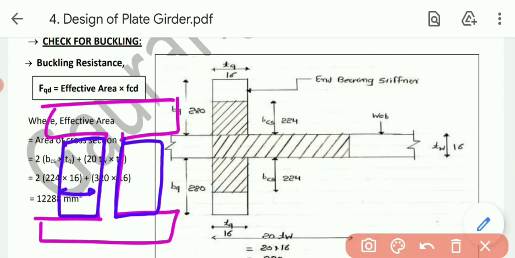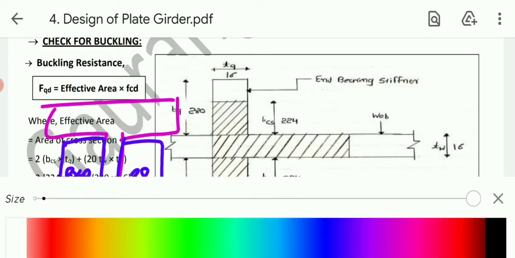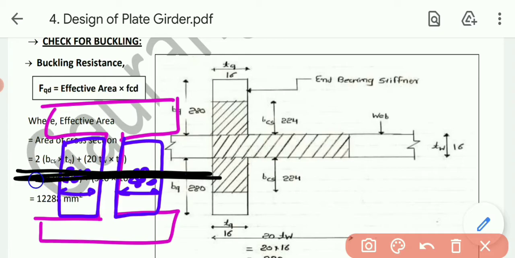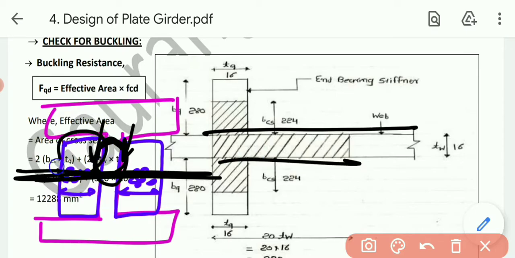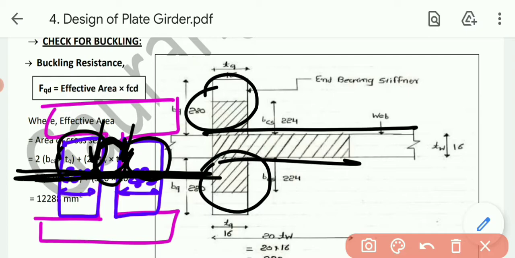This dimension is how much? I have assumed 280 mm, right? 280. Then what I'm doing is cutting this one from the center and watching it from the top. So I will get to see the web, that is this one, and both side flanges, both side stiffeners, that is this one. Okay, so these are the criteria.